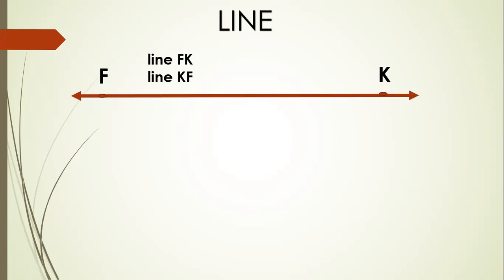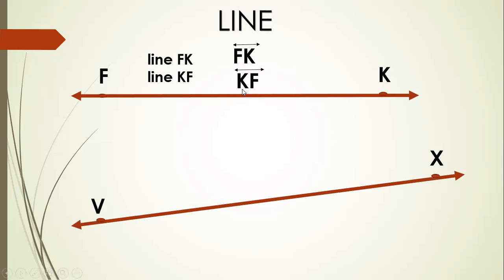If I want to write it in a short form, I can use these two letters and put an arrow symbol on top. So it could be written like FK with the symbol of line over it. So line FK and line KF. Similarly, if I want to write this line, the 2 points on the line will be V and X. So the name of the line is line VX or line XV. In short form, the symbol represents line XV and line VX.